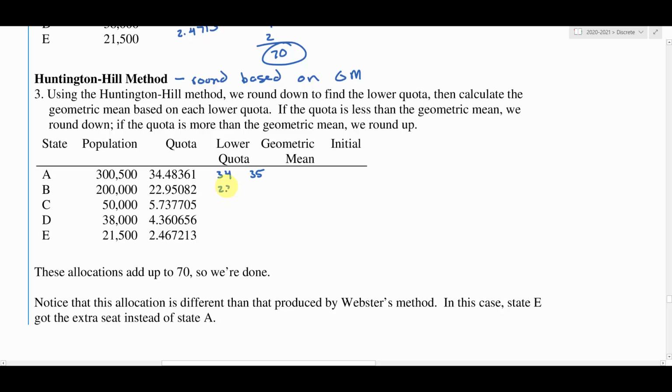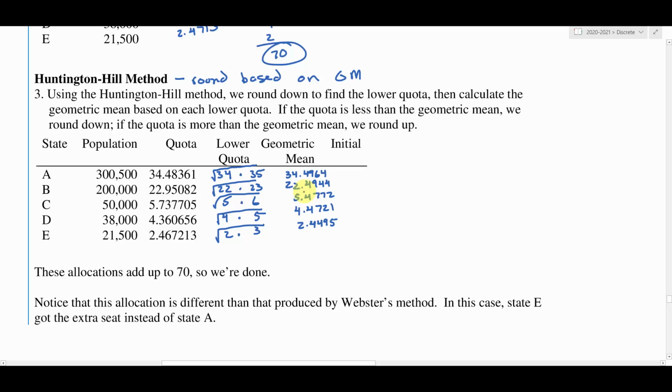So this one would be 22 and 23. This one would be 5 and 6, 4 and 5, and 2 and 3. We use these numbers to calculate our geometric mean. So first we multiply and then square root, and we do that for each pair of numbers. So multiply and square root. Let's figure out what our geometric means are.